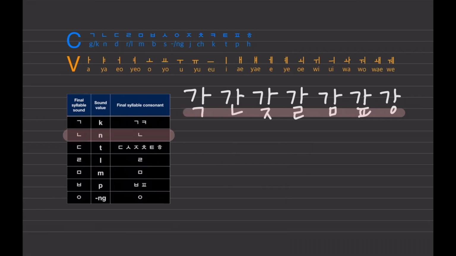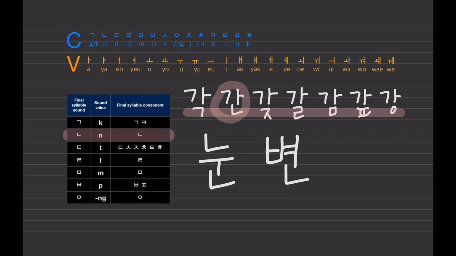The second one is a pretty easy one. N sound consonant. When you see this one as a 받침, it sounds like the English letter N. This one we read as 눈, not 눈, 눈. What about this one? 변. And one more, this is 산.